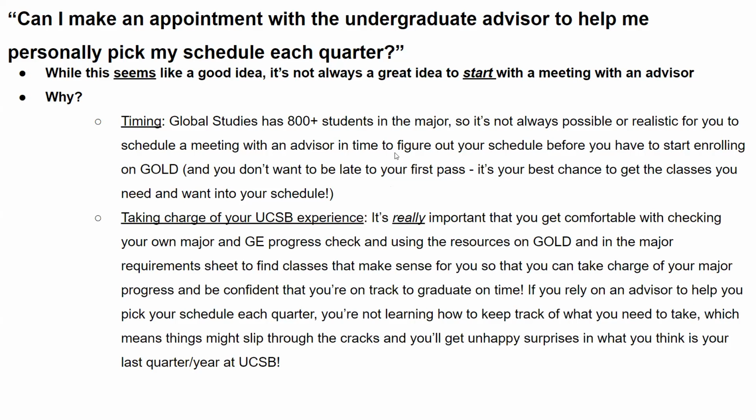The other reason is that you actually want to take charge of your own UCSB experience, right? It's really important that you get familiar and comfortable with checking the different tools that are available to you, specifically your major and GE progress check, so that there are no surprises. You always know where you stand in the major, where you stand in your graduation requirements, which GEs you still have to take care of, how the different classes you're taking are helping you towards your final graduation status, and how to find classes on GOLD, so that you can be confident that you will be graduating on the timeline that you are hoping for.